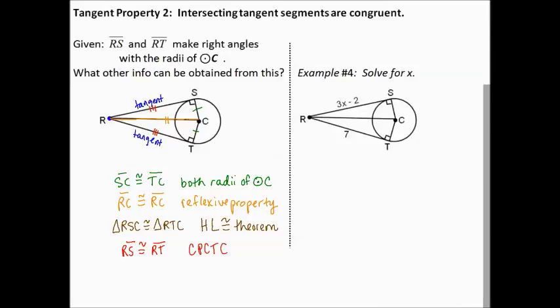Let's take a look at an example of how to use the fact that intersecting tangent segments are congruent. So first of all, we identify in the picture that we have a tangent segment and a tangent segment. So this side is congruent to this side. How do we show that? Make them equal. And then we solve. And there we go. Tangent segments are congruent.